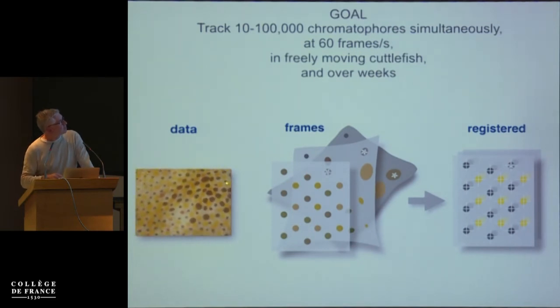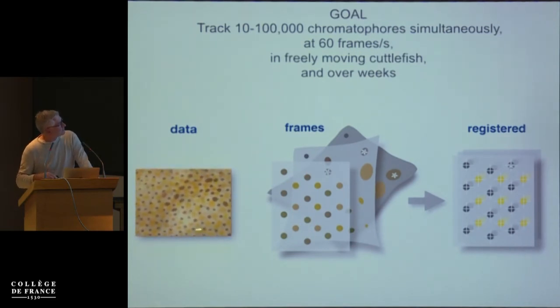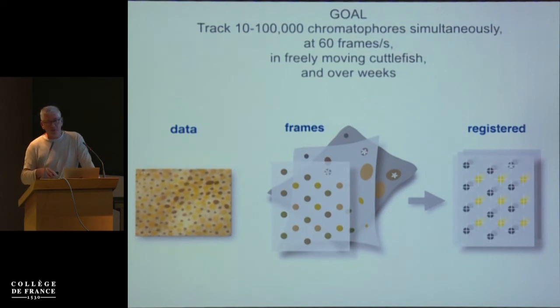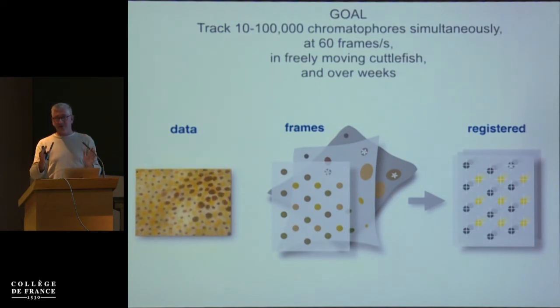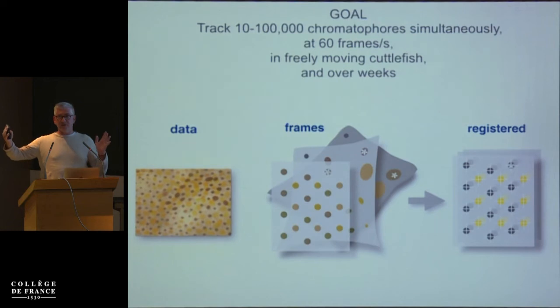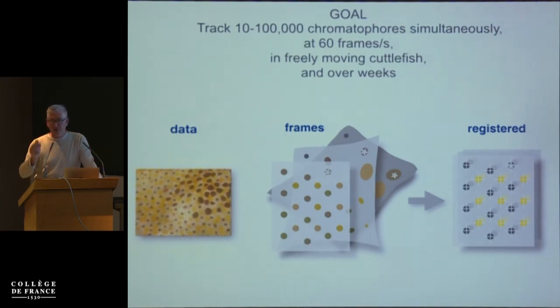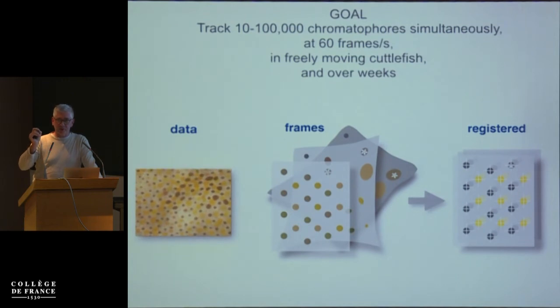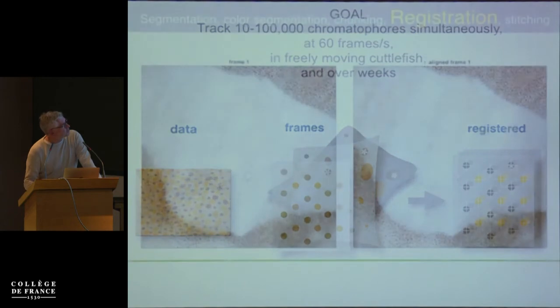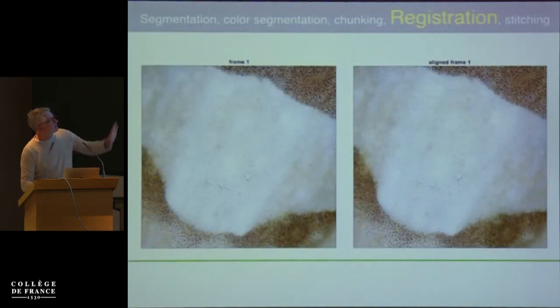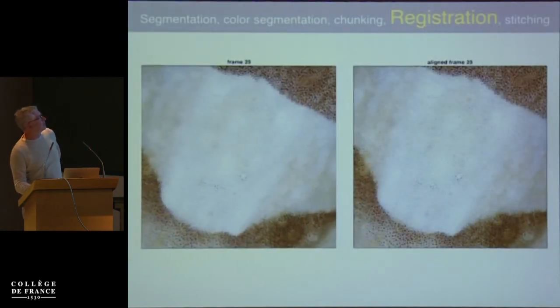So our initial goal was to try and transform this into something like that, where all our images are registered over weeks, months. In fact, at this time, we're trying to do that over an entire year, where we can track every single chromatophore in the animal over these entire periods of time. So I'm just going to illustrate some of these things. So that's the early part of the processing.